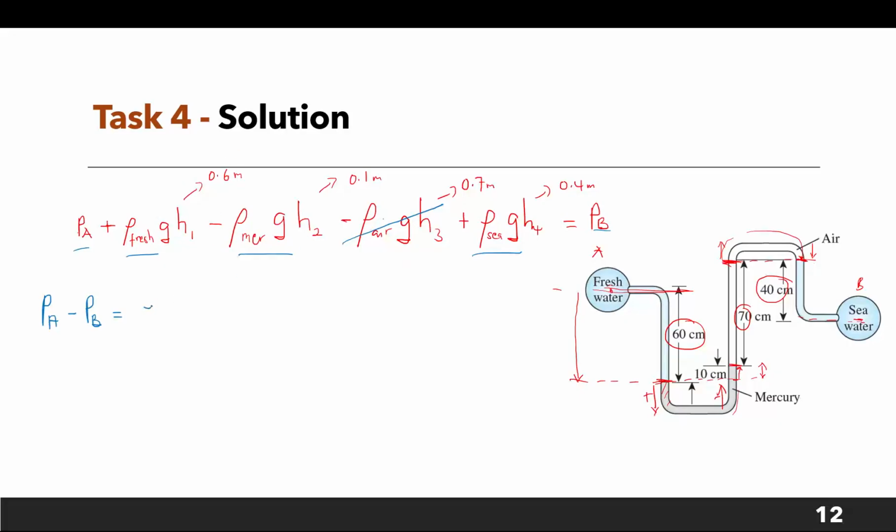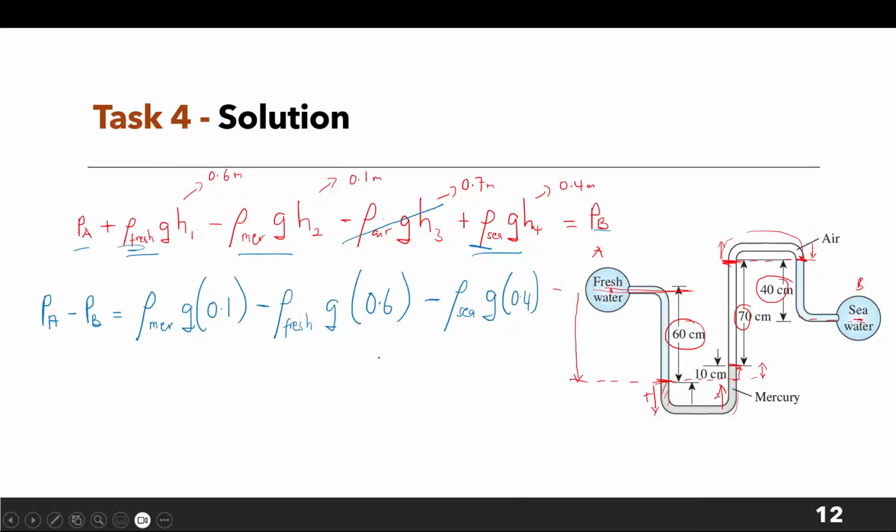So we have rho mercury times G. Now remember, H2 is 0.1. Then I have fresh, so that will be minus rho fresh water times G. H1 is 0.6. Then I have this term minus, it's across, right? So minus rho sea water G. H4 is 0.4. So this is basically what we have.